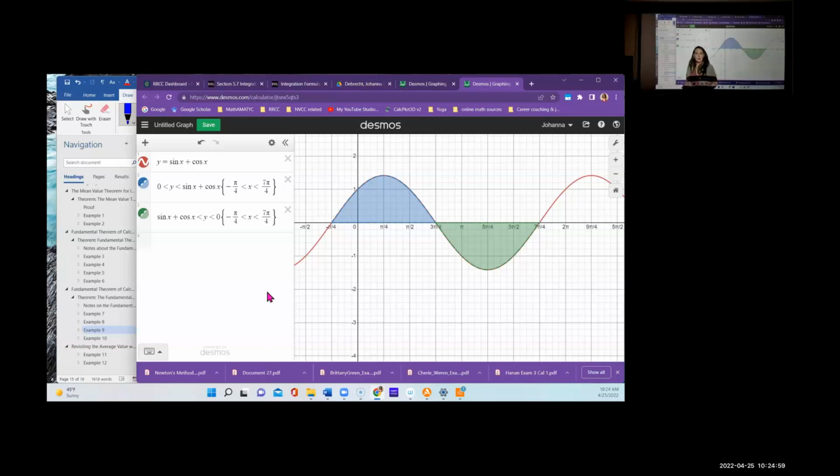And if they're the same amount of area, what should you get when you integrate over that region? You should get 0. The net area is 0. You have the same amount of area above the axis as you have below the axis. The net area is 0.